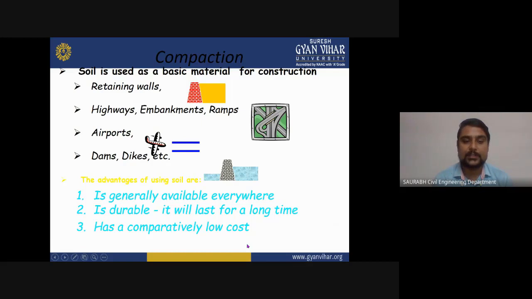First, it is generally available everywhere. It is easily available everywhere. It is durable, it will last for a long time, and has comparatively low cost. If you want to purchase soil, you can also get it at very low cost. That's why soil is easily available everywhere.